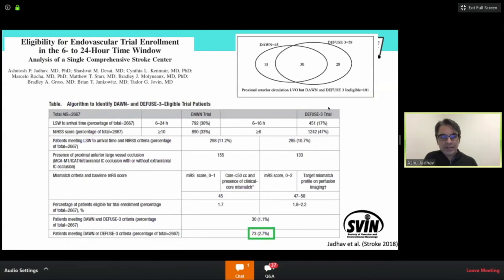So in terms of who's eligible for late time window thrombectomy, this is a log that we kept at our center of all patients that presented during the Dawn enrollment time period. And we basically whittled down those patients based on whether they met eligibility for Dawn versus Diffuse 3. And you can see in this Venn diagram, there are patients who meet criteria for both or meet criteria for one trial or the other. But in either case, overall, the eligibility is about 2.7% of patients. And this really highlights that, especially if you're looking at patients presenting in the late time window with a large vessel occlusion, that ends up being about 1 in 3 patients.